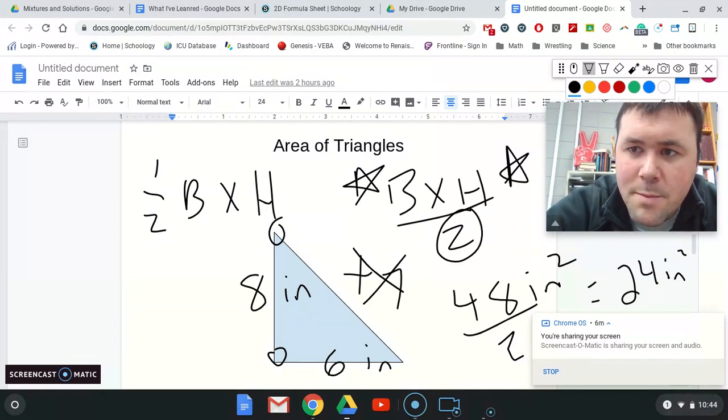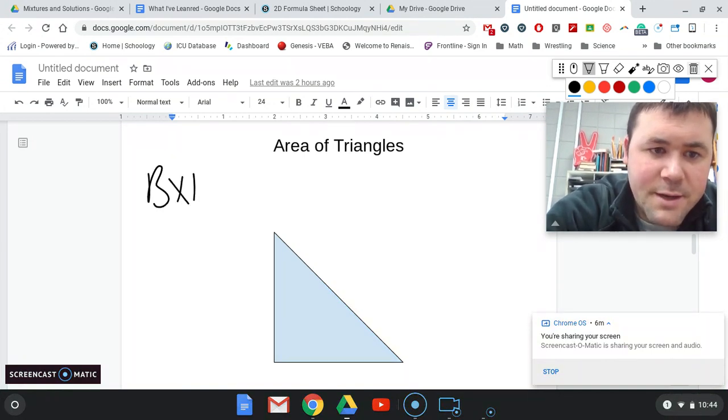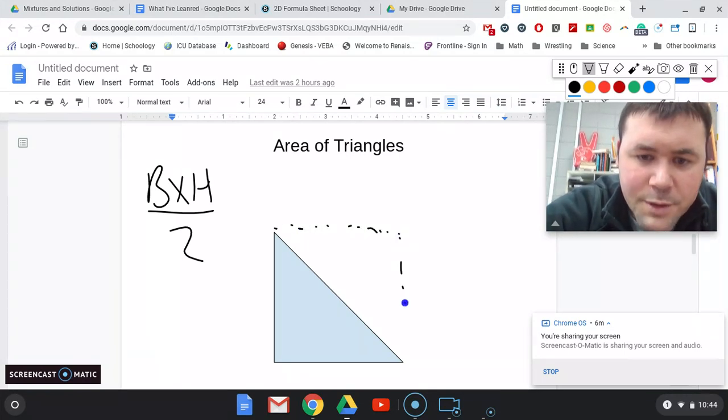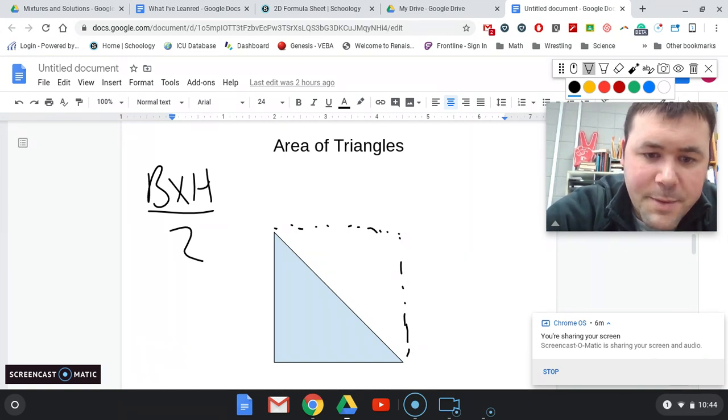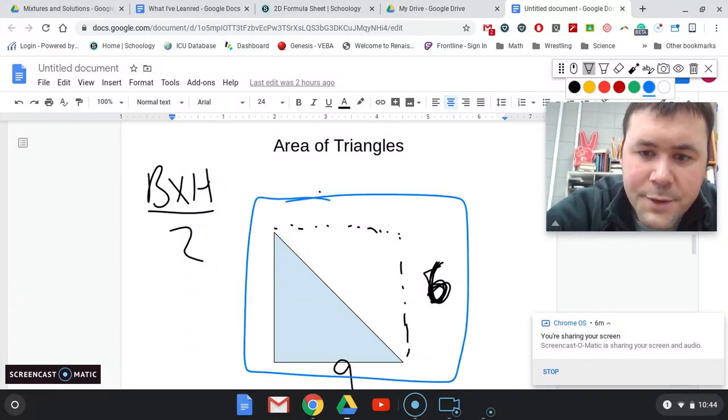All right. Now remember, the reason that we divide by 2, or use base times height divided by 2 as a formula, is because if we made a dotted line here, we would create a full square. So the base of our square is 9, the height is 5. Let's do 6. The height is 6. Multiplied together, the area of this whole shape that we just did would be 54 units squared.